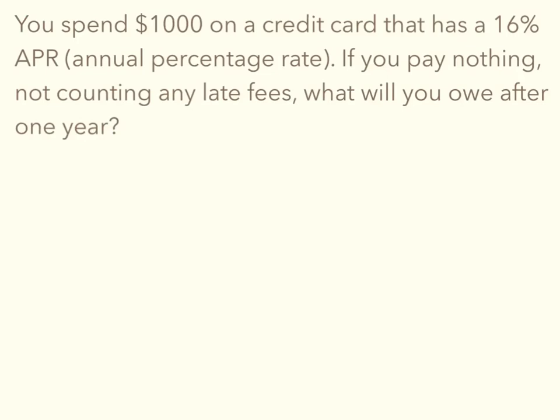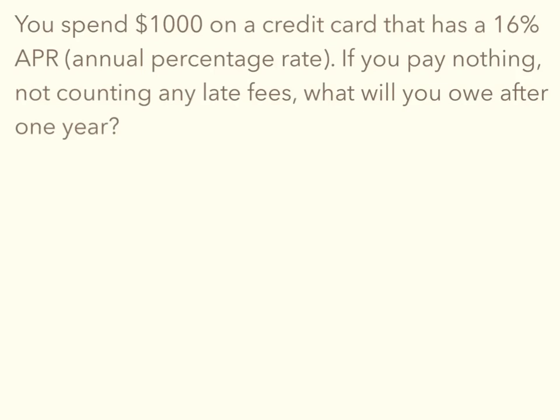So if you pay nothing, so you've spent that $1,000, well, now you don't have any money, your parents aren't giving you anything, so you say, yeah, whatever, I'll just pay it when I graduate, right? So you don't pay them anything. I'm not even going to count any late fees. Which usually they charge the late fees, and then they charge you interest on their late fees. But we won't talk about that. We'll just ignore that part. So not even counting late fees. What would you owe after 1 year?